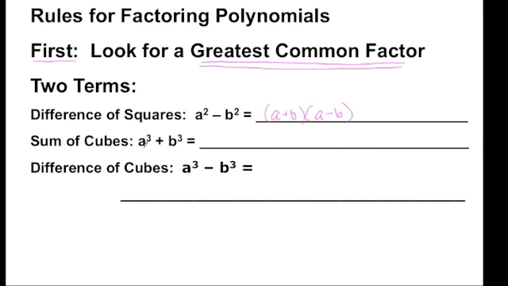If it is a sum of cubes, like a cubed plus b cubed, that factors into a plus b times the trinomial a squared minus ab plus b squared. A difference of cubes, a cubed minus b cubed, is similar. It factors into a minus b times a squared plus ab plus b squared.